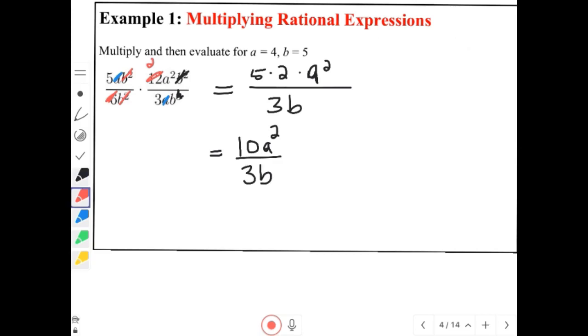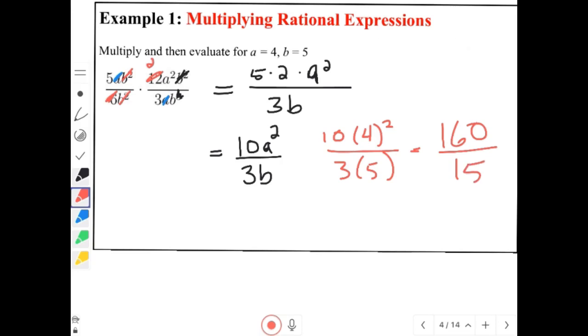Now they give us values for a and b, so that's going to be 10 times 4 squared all over 3 times 5. So we know 4 squared is 16, times 10 is 160, over 15. And let me think. We can take a 5 out of both of these numbers. So 160 divided by 5 is 32, and 15 divided by 5 is 3. So that will be our answer for this one after we plug those in.